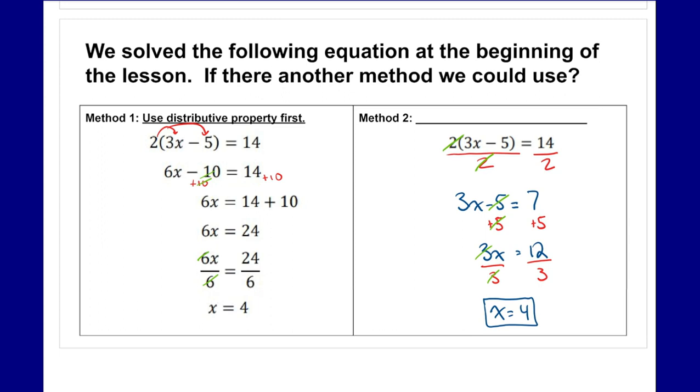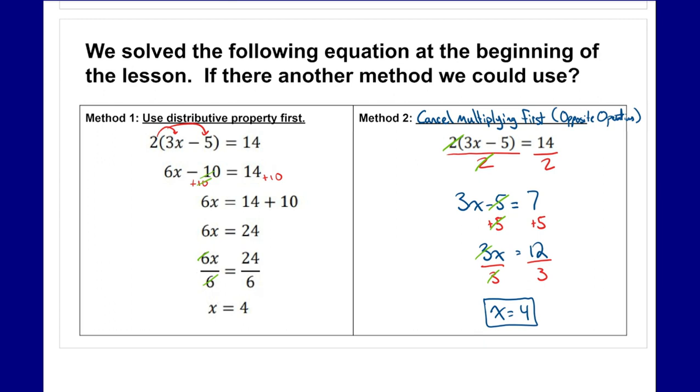So the second method that we could use is we cancel the multiplying first. I'll just put opposite operations. So we could cancel out that multiplying first. We could cancel it out by dividing, using opposite operations, and we would go through and we would get our same answer.